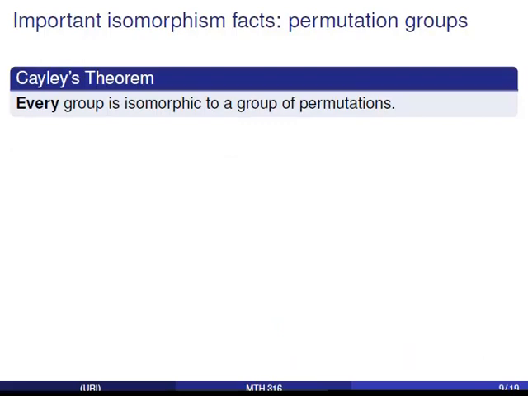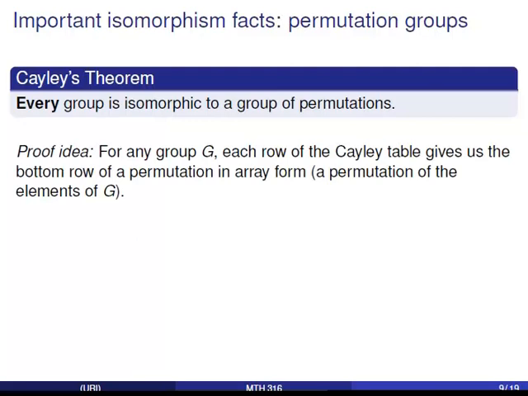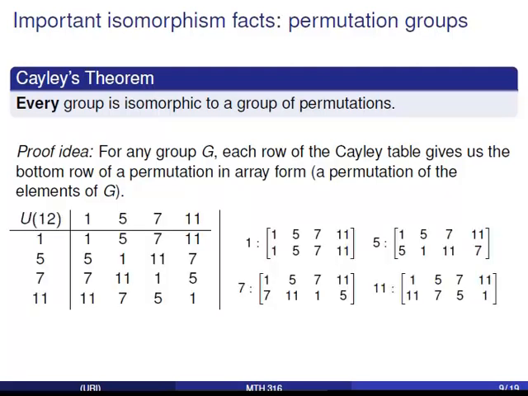Cayley's theorem is an important theorem. It states that every group is isomorphic to a group of permutations. Now, how do we prove this? Well, the idea of the proof is to take a look at the Cayley table of G and use the rows of the Cayley table to come up with permutations in our group of permutations.